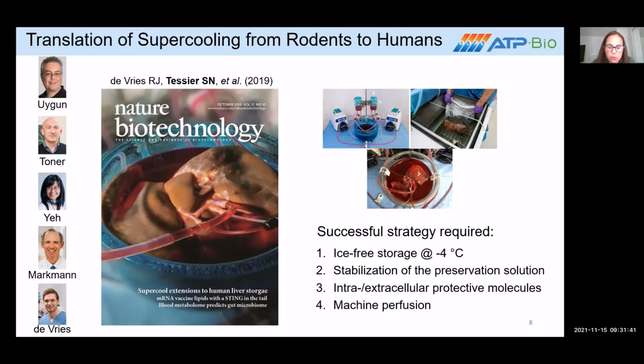We also use machine perfusion, and with all of these things together, we were able to scale this up to a whole human organ. However, the problem with supercooling is that it's going to be inherently limited in metabolic stasis. In other words, every time we want to decrease temperature, we're going to have to battle this risk of accidental ice formation.